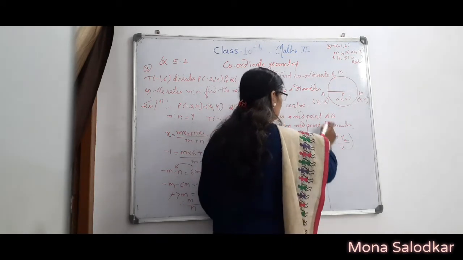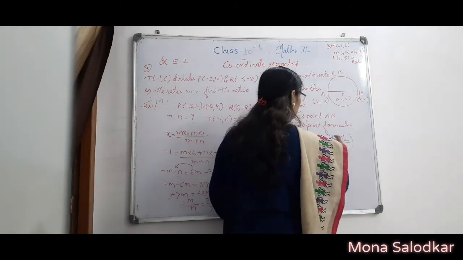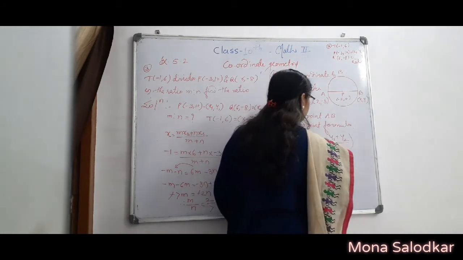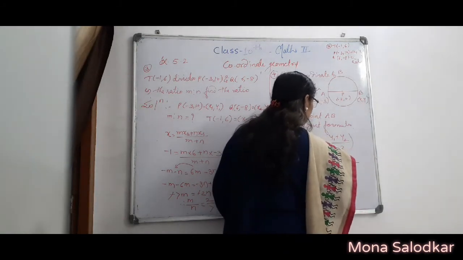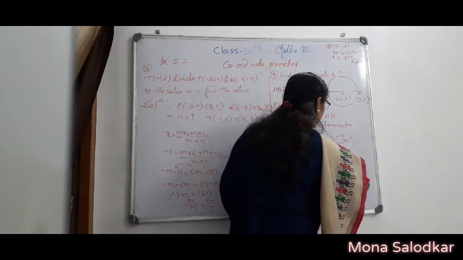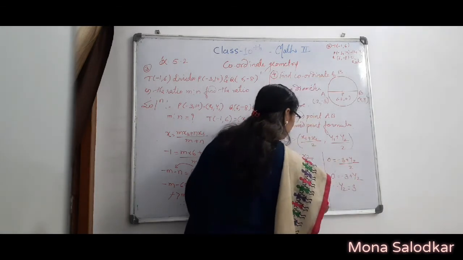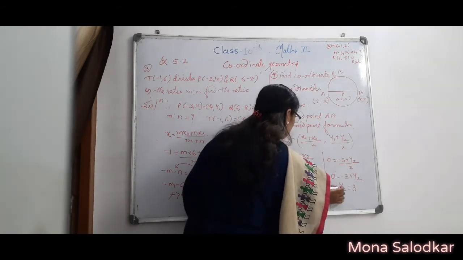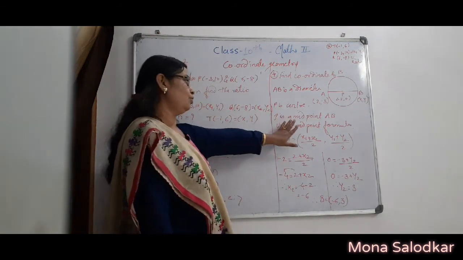Same here you have to do. What is given y? Y is 0. So 0 is equal to (y1 is minus 3) minus 3 plus y2 upon 2. Now cross multiply, what you get? 2 into 0, 0, equals minus 3 plus y2. And therefore y2 is equal to 3. And therefore what are the coordinates of B? Minus 6 and 3.